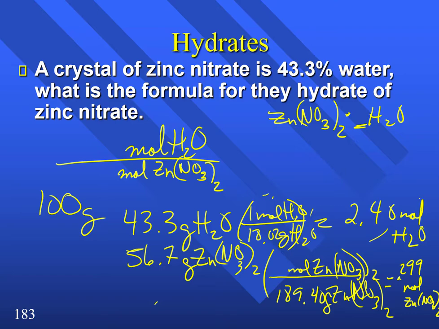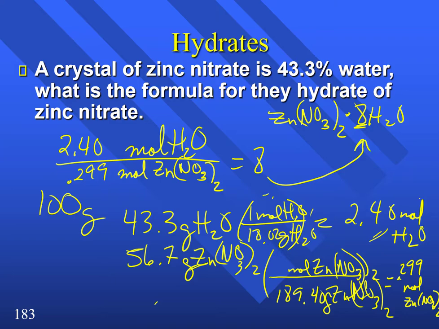So my moles of H2O was 2.40. My moles of zinc nitrate was 0.299, which you can tell 0.299 is pretty close to 0.3. And 2.4 divided by 0.3 is the same as 24 divided by 3, which is 8. So, 8. That 8 we figured out was how many water molecules I have to be.